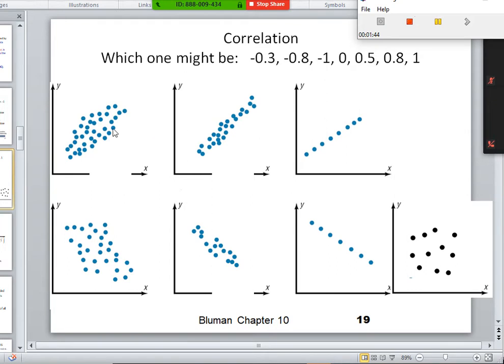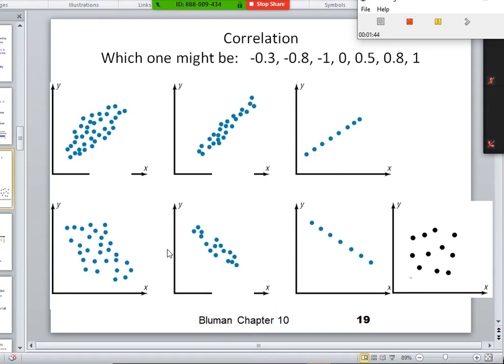Which of these is more like a line? The left one or the middle one? Yeah, the middle one. This is more like a line, so it means that this one should be closer to 1. Does that make sense? Which of these numbers is closer to 1? 0.8, yep, so this one's 0.8, which means this one's 0.5.